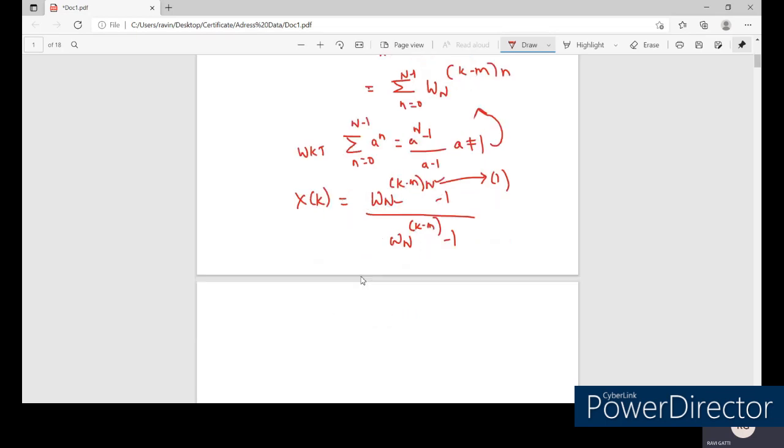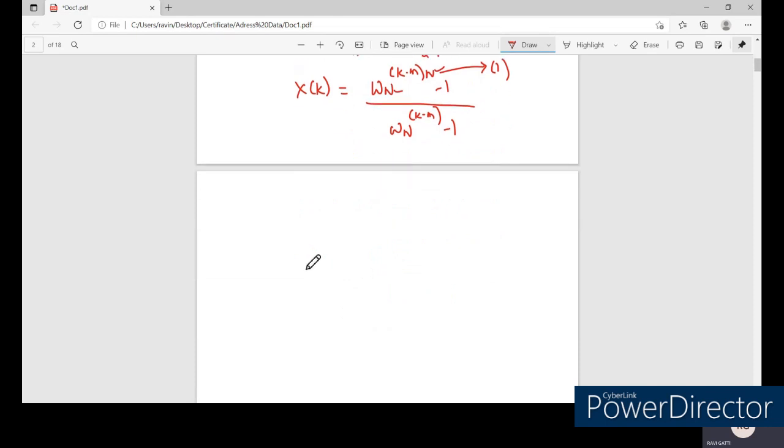So therefore, substituting the above expression, X of k is equal to, when you substitute and take it inside, you'll be getting 1 minus 1, that is 1 into 1 minus 1, whole divided by omega N to the power of k minus m, minus 1. So when the denominator is not equal to 0, and the numerator is equal to 0, obviously you'll be getting X of k is equal to 0, provided k is not equal to m.